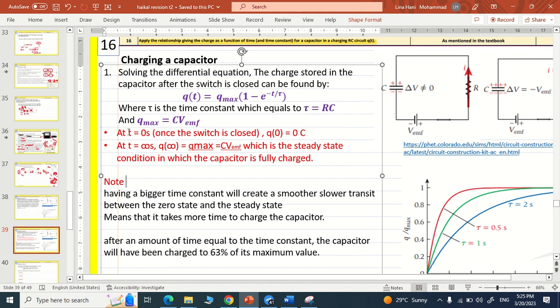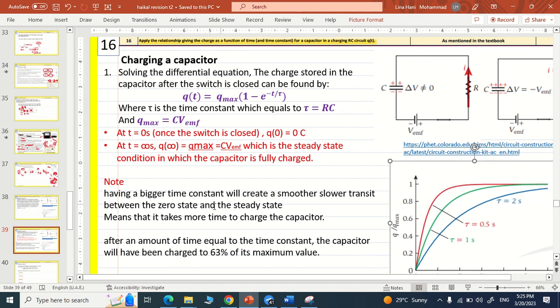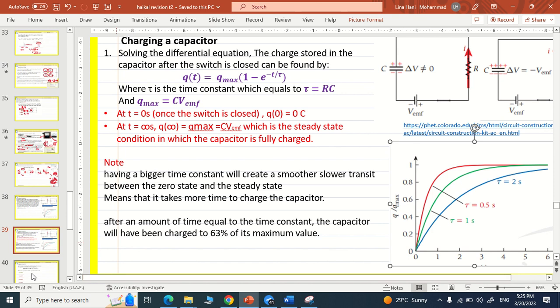At t equals 0, or once the switch is closed, the amount of charge on the capacitor is still 0. After a long time, the amount of charge on the capacitor will start to increase. After a long time, at t equals infinity, the charge on the capacitor is the maximum charge, which is C, the capacitance in farads, multiplied by the voltage of the source. Alright, this is the time response of charge on a charging capacitor.